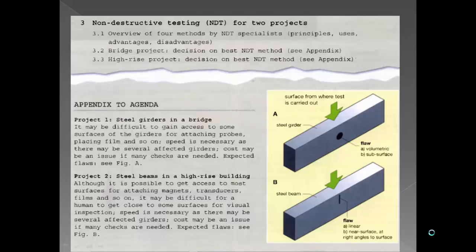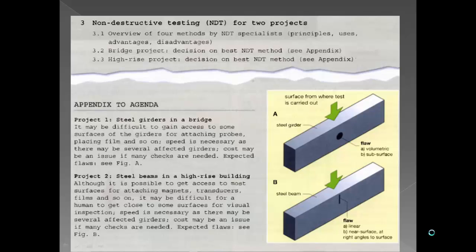So, non-destructive testing for two projects. We need to look at an overview of four methods by an NDT, non-destructive testing, specialist: principles, uses, advantages, disadvantages. First we discuss these. Then the bridge project, a decision on the best NDT method. Then the high-rise project, a decision on the best NDT method. So let's talk about NDT.